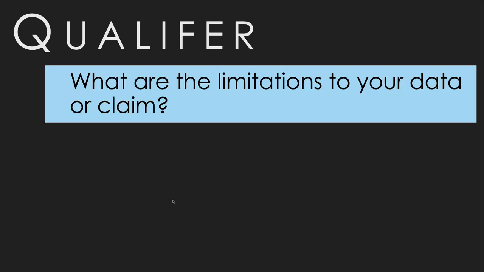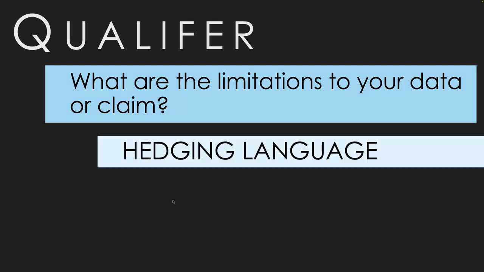Not every paragraph will have them. But again, what are the limitations to your data or your claims? What can you not say? What should I not assume is true? And so you're going to use hedging language. This may be true if this is true. Things like that, that just maybe sound a little less certain than, this always happens. This almost always happens. It's stuff like that.